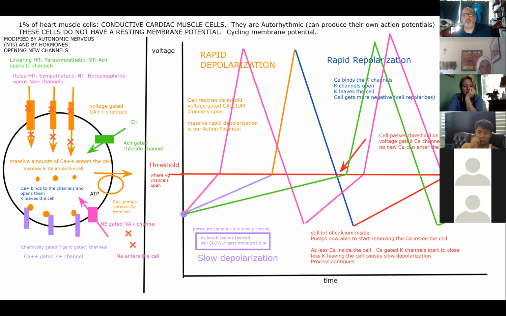AFib is something different. Right now, we're just looking at one cell and seeing what's happening with one cell, but absolutely, Levon, you've got the right idea. These cells don't truly work by themselves. They work in a circuit, and that's actually what we're going to talk about next. We're going to talk about that circuit next.